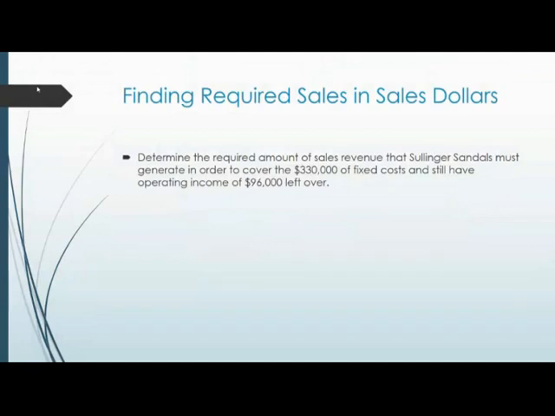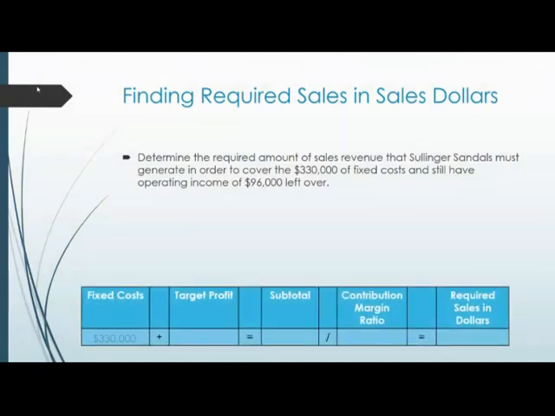We can do the same thing in dollars. The inputs have changed, but the formula is still exactly the same. So let's take our $330,000 of fixed cost, add to it our $96,000 operating income we want to have. We've got to come up with $426,000. Well, our ratio declined to 50%, so if we divide that $426,000 by 0.5, now we have to do sales of $852,000 in order to meet our goals of paying off our fixed costs and having $96,000 left over from sales of this particular product line.